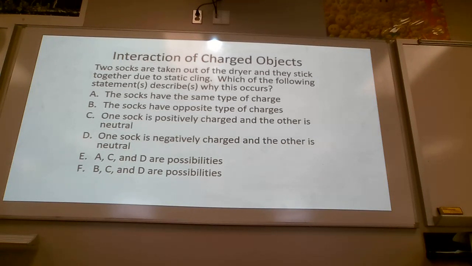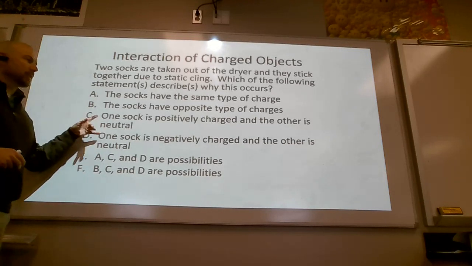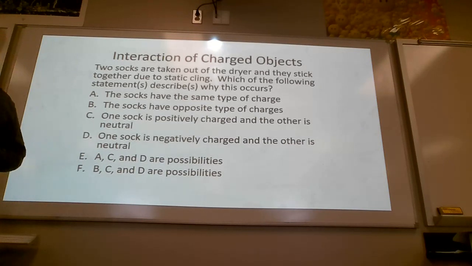Have a conversation. C is possible because you can figure that out. Correct answer is F. Oppositely charged and also attracted to neutral because of polarization. We'll call that good for today.